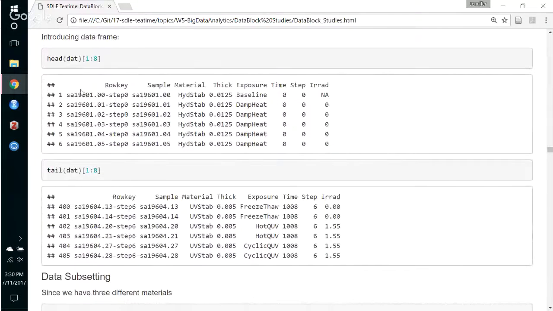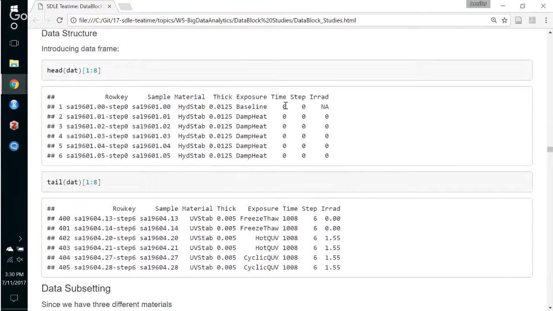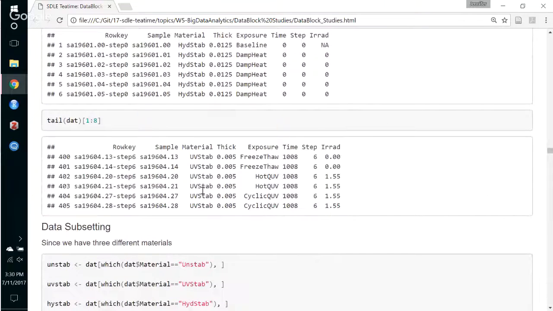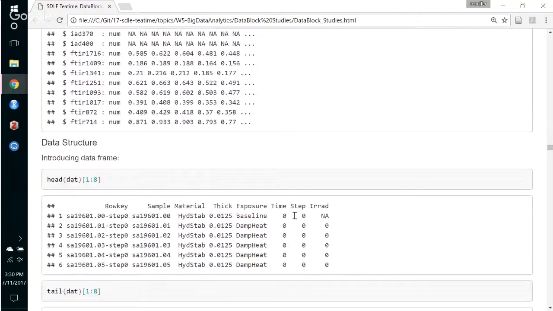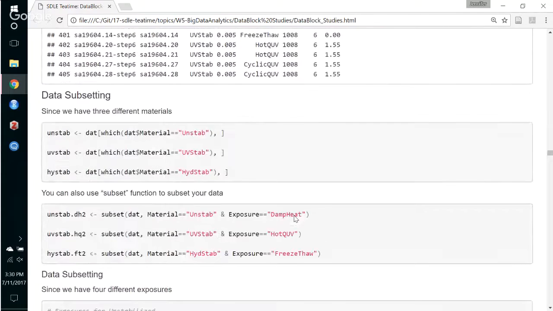So here's what the data structure looks like, or at least the first 8 rows of it. At time 0, step 0, none of them have seen any irradiance. And here at step 6, 1.55 is the irradiance, and then they would make a total irradiance in order to calculate the dosage.